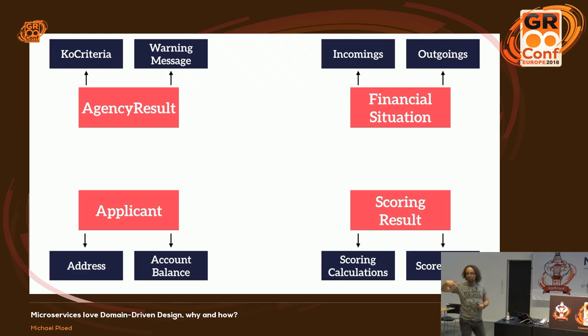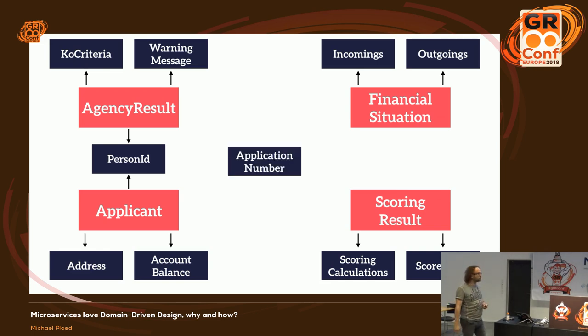Now, here's a quick example. We have four aggregates. In terms of decoupling, you don't have to hook them together directly. You could, for instance, go ahead and create dedicated value objects that hook aggregates together, like the person ID and application number and stuff like that. If you look at my GitHub presence, there is a project called DDD with Spring that implements those aggregates. So if you want to dig deep into the code, you may want to check that out as well.